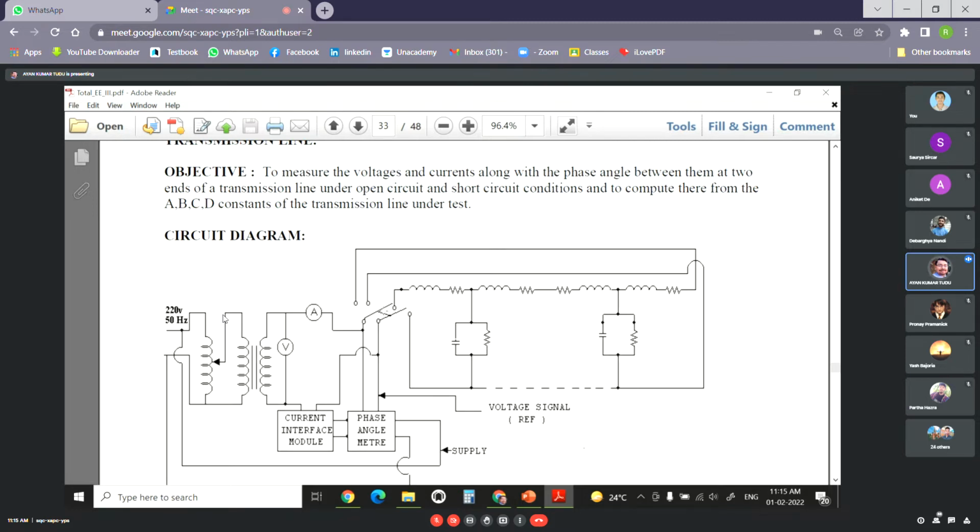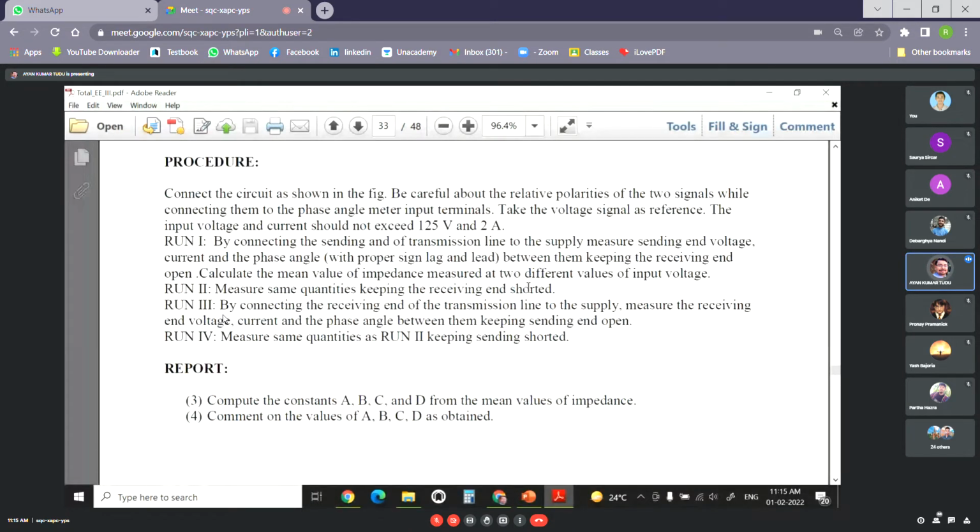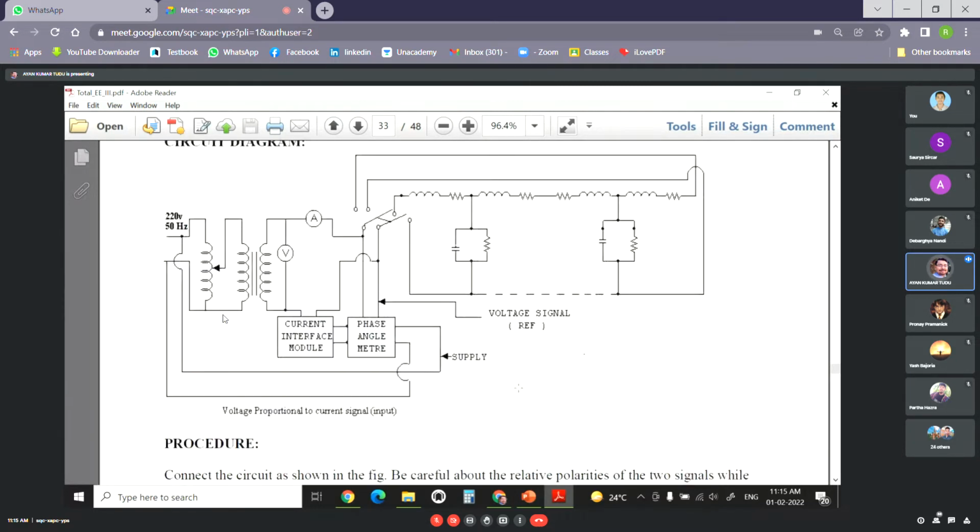So we have to connect the circuit as shown in the figure, and take the voltage signal as the reference. We will actually be taking two voltages: one at 75 volts, and another at around 125 volts. The reason we take two voltage values is that the inductors we are using are very old, so they may have reached their saturation limit. That's why we take one voltage at a lower value, 75 volts, and another at a higher value, 125 volts.